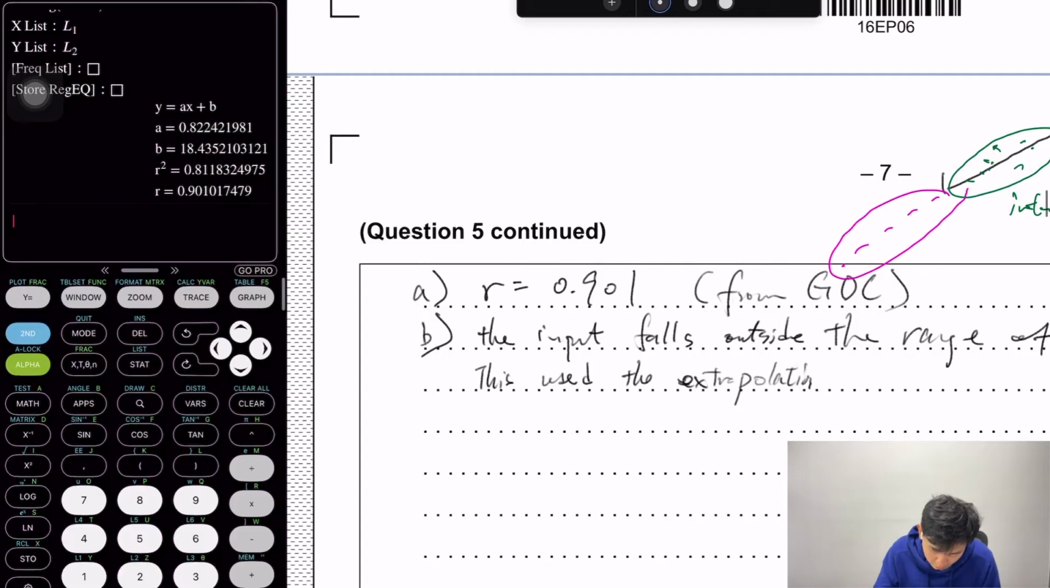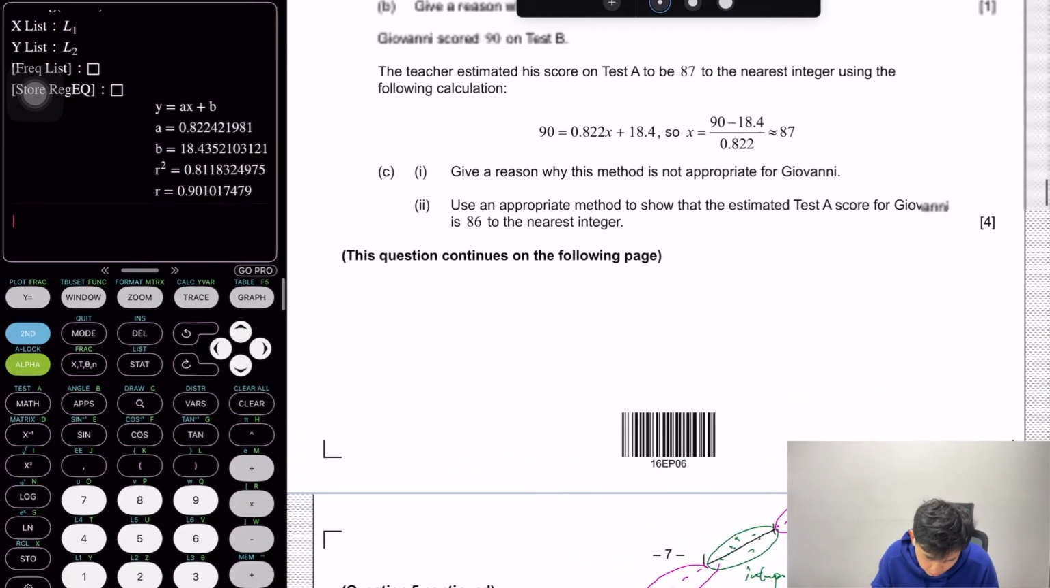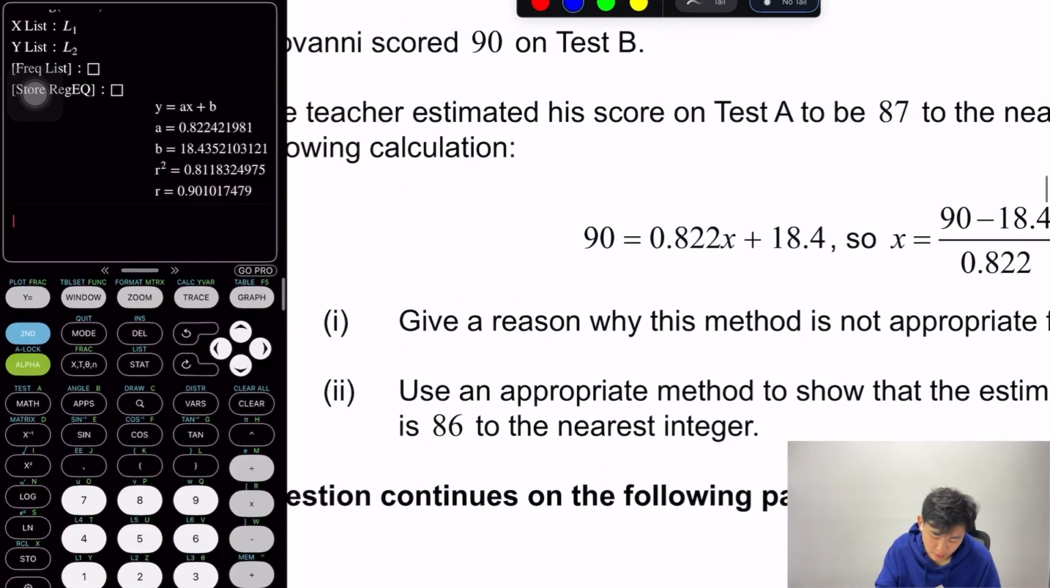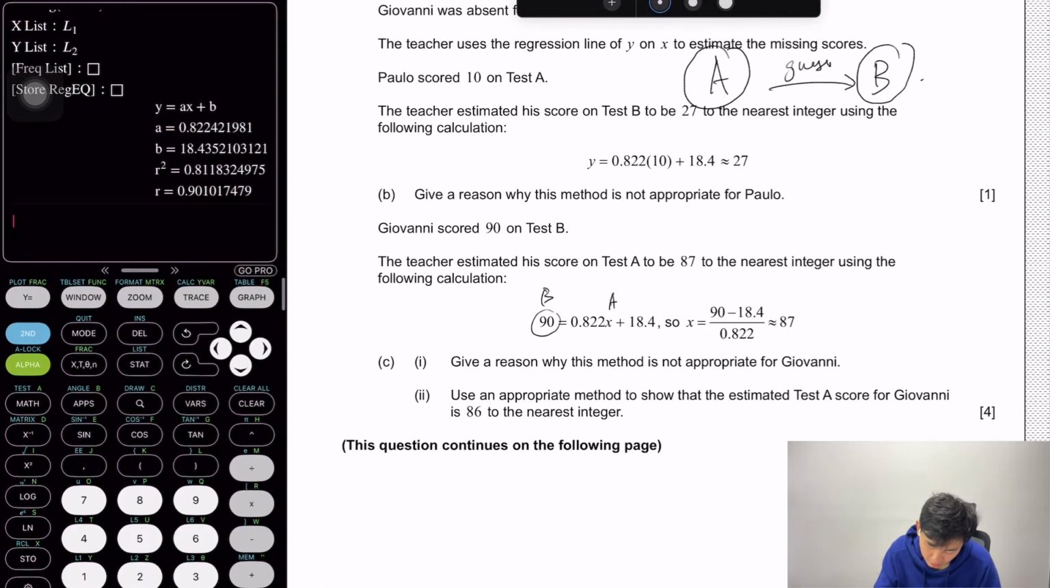Okay. So part C, what do we have here? This person scored 90 on test B. The teacher estimated his score on test A to be 87 to the nearest integer. Then we substitute it back, right? So basically they use the result of the B, and then find what the A is. And then we have to give a reason why this method is not appropriate.